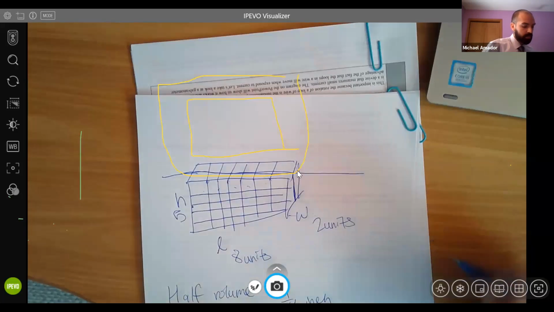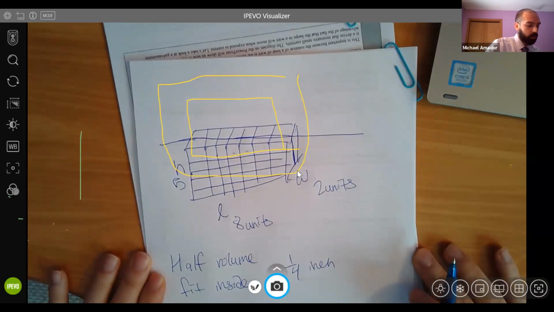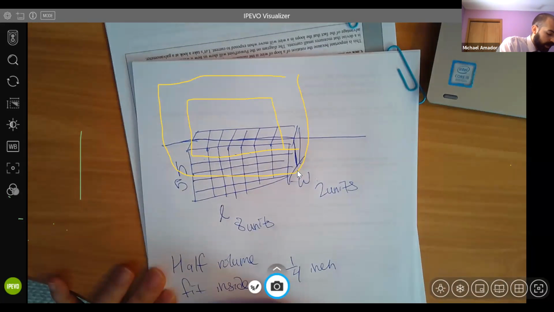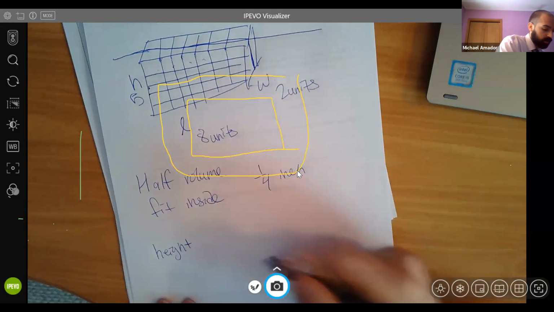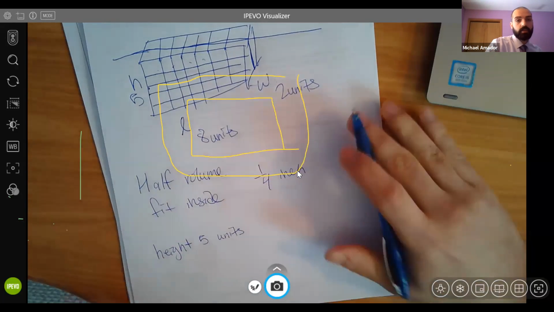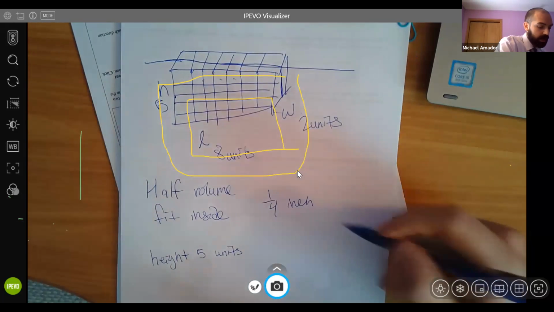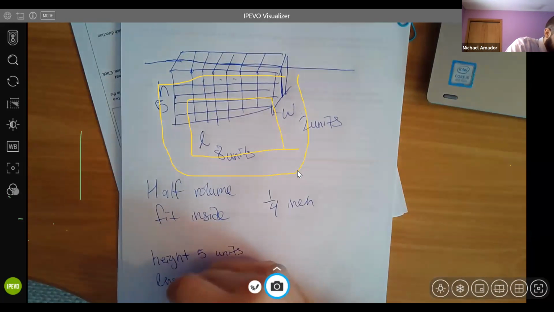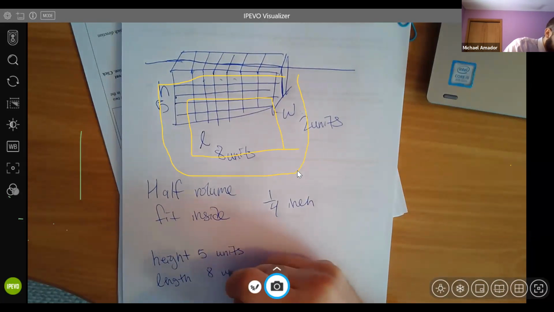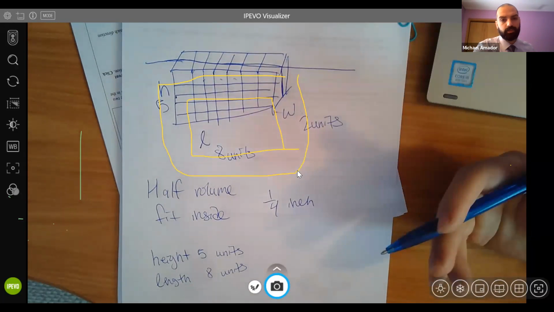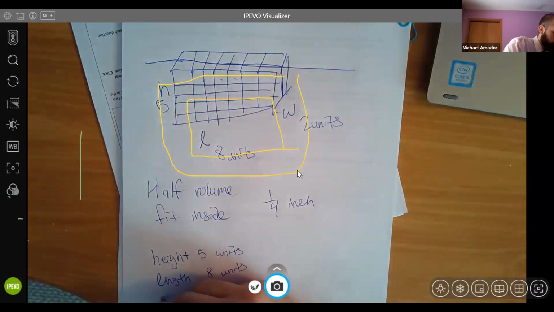And so my new dimensions of my prism, well, let's see, my height is still going to be 1, 2, 3, 4, 5. My height is still going to be 5 units. My length is also still going to be 8 units. But now, because I cut it in half and I'm only using that front piece, my width is now only 1 unit.